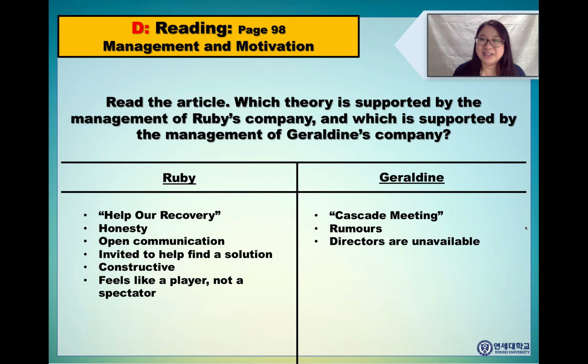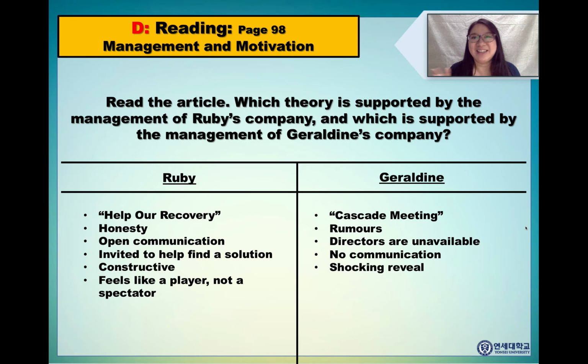Why? Because the directors were unavailable. They were very closed in their communication. In fact, there was no communication at all until the meeting. At the meeting, they were given a very shocking reveal, which of course created a lot of negative feelings in the employees. And they weren't really focused on a solution, they were focused on damage control. This immediately puts a sense of panic in everyone's mind.